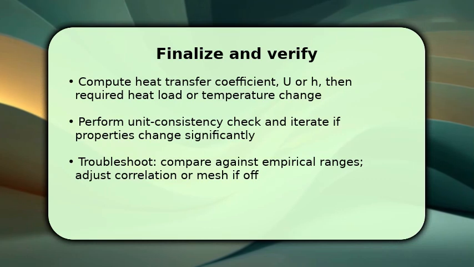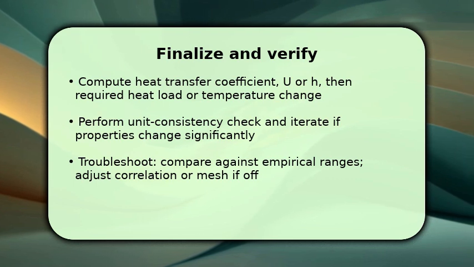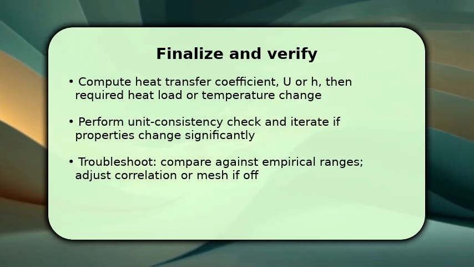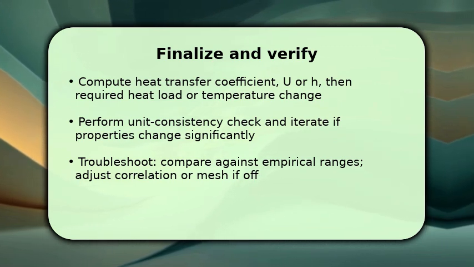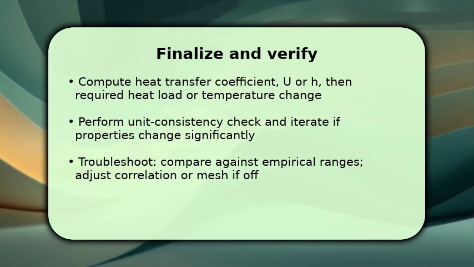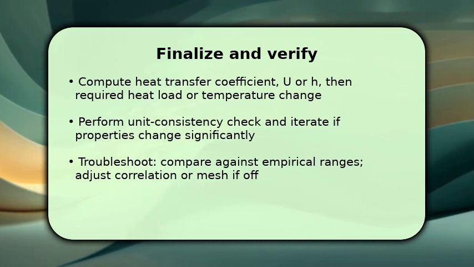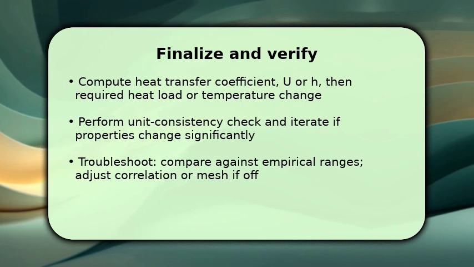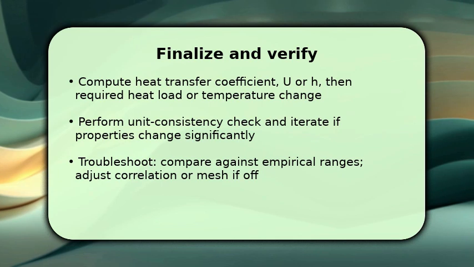You finish by calculating h or overall U using the chosen correlation and the interpolated properties, then solve for heat load or temperature change as required. After that, perform a unit consistency check, and if properties vary with temperature, iterate using updated mean temperatures until values converge. If numbers deviate from expected empirical ranges, revisit correlation choice or refine geometry inputs.